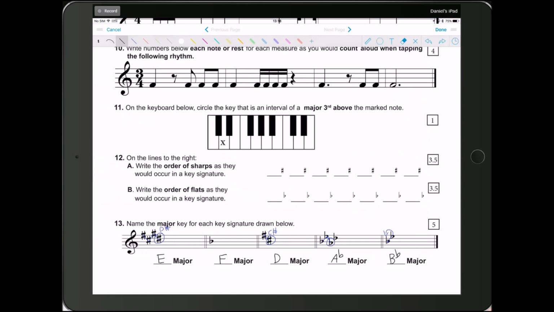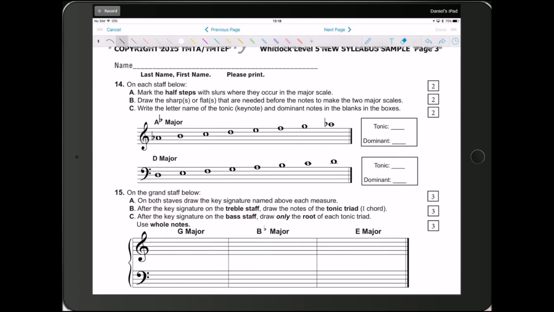Okay, now let's move on to question 14. Question 14 states, on the staff below, mark the half steps with slurs where they occur in the major scale. Draw the sharps or flats that are needed before the notes to make the two major scales. Write the letter name of the tonic or key note and dominant this time. In the 4th grade it was just a tonic, but now it's tonic and dominant notes in the blanks in the boxes over here to the right.